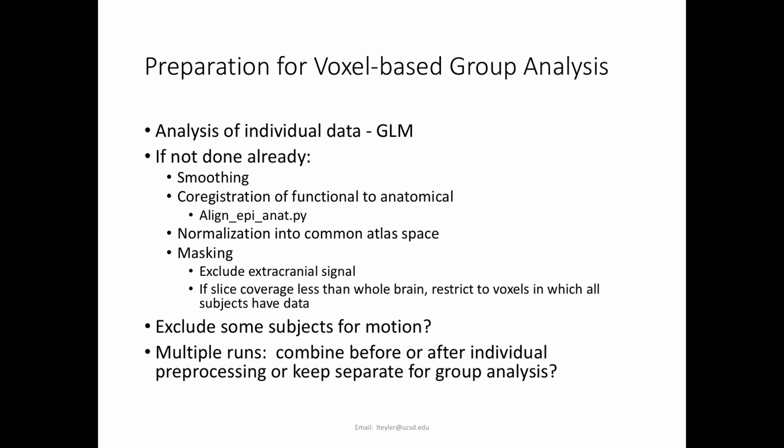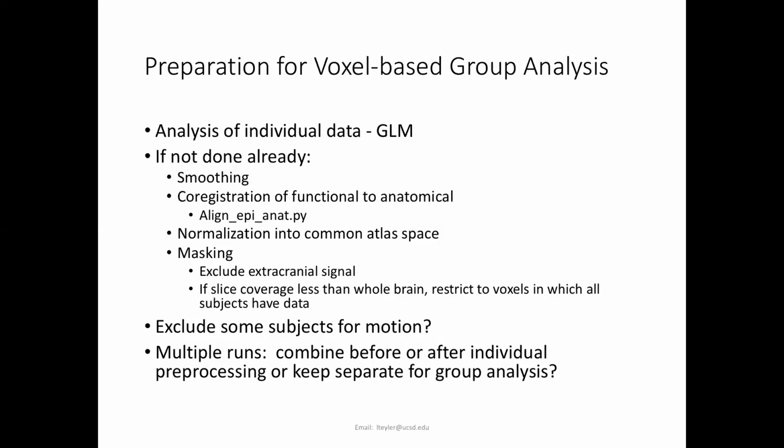And maybe if you had a slice coverage that was not the entire brain, you might want to restrict it to the voxels where all the subjects have data. So if you have a group analysis, that way you know that everybody had data in that voxel. You don't have some places where only 8 people had data and other places where all 12 people had data.